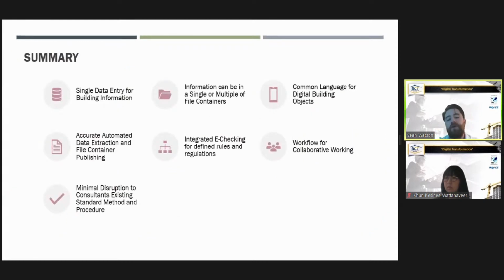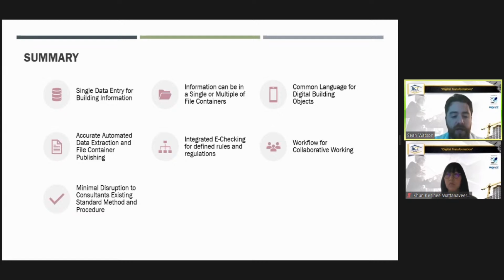So in summary, what are we trying to achieve by having a digital building permit and avoiding the 2D CAD manual input? We're trying to achieve a single data entry for building information, so avoid duplicate data entry. The information can be held in multiple file containers, so that can be a drawing, it can be a model, and it can be multiple others. I think most importantly, we're introducing a common language. So we're not having our own interpretation of what each space is. We can have a common understanding and a way of accurately defining those.